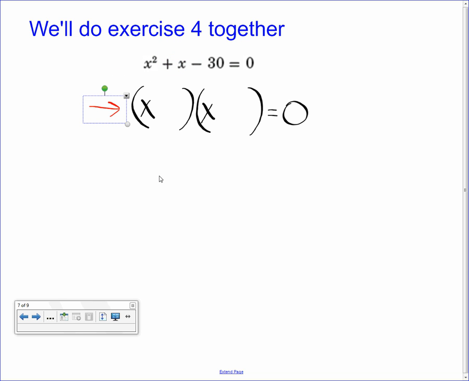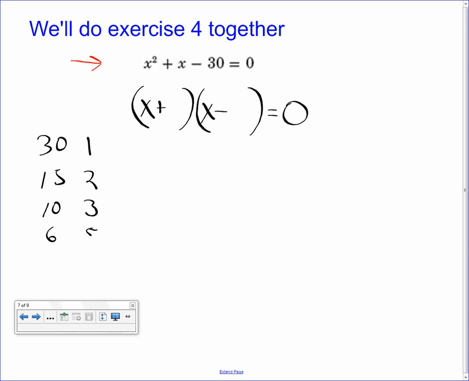Now, we still need to think of two numbers that multiply to give us this. So I've got 30 times 1. I've got 15 times 2. I've got 10 times 3. And you just keep going. I've got 6 times 5. And those are the numbers that multiply to give us 30.